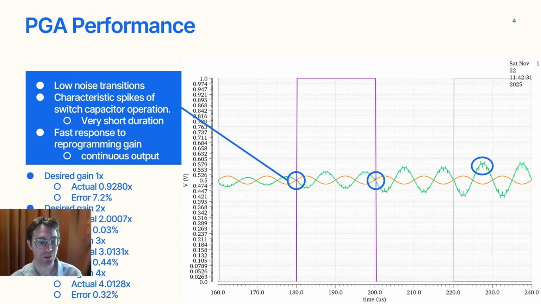The next component was the programmable gain amplifier, and the results are summarized in this graph. So you can see the orange line is the generated signal input. The vertical lines represent where the digital switching is taking place to change gain levels, and the green line represents the output at gain of 1, 2, 3, and 4.